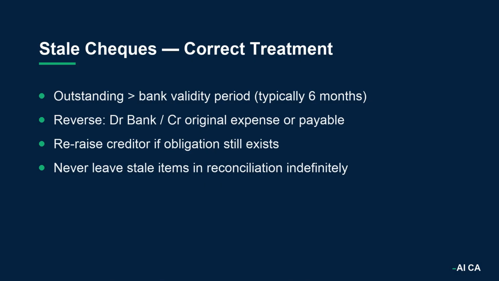Stale checks are a specific risk that practitioners often overlook. A check that has been outstanding for longer than the bank's validity period, typically 6 months, will never clear. It sits permanently in the unpresented column and inflates your adjusted bank balance. The correct treatment is to reverse the original payment journal, debit bank, credit the original expense or payable. If the underlying obligation still exists, you then re-raise the creditor. Leaving stale checks in the reconciliation indefinitely is not acceptable and will attract an audit finding.